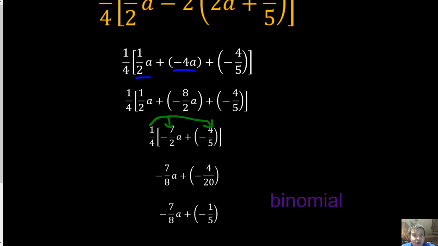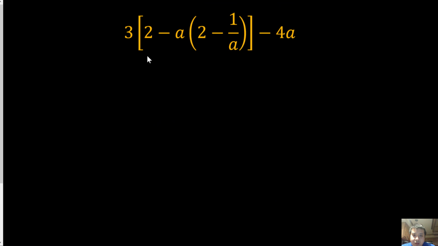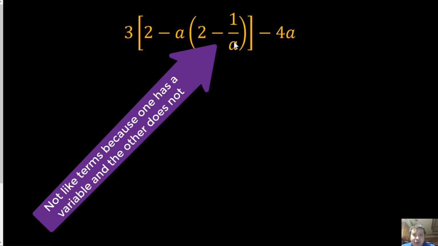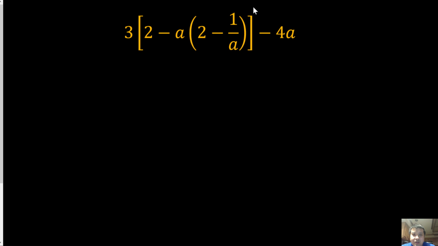So, let's try another one. This is slightly different because we have a variable in the denominator, but it's very similar to what we've done. We're going to start inside the parentheses, but there's nothing we can do because these are not like terms. We know that because remember that 1 over a is the same thing as a to the negative 1. So this has a variable part. This 2 right here does not have a variable part, so we cannot combine like terms.